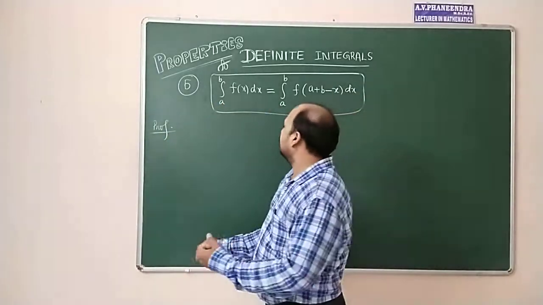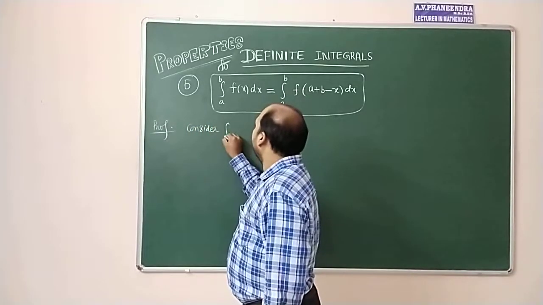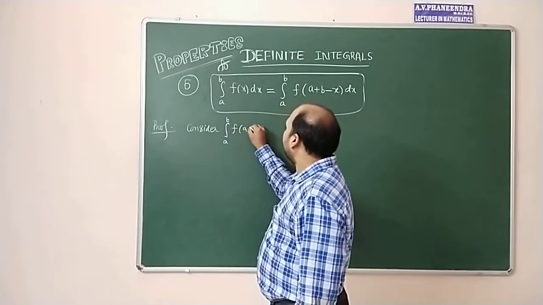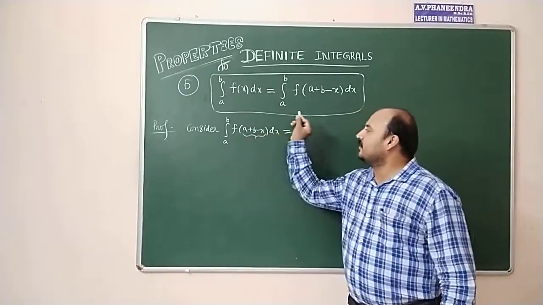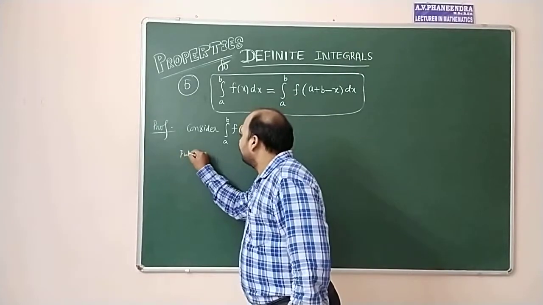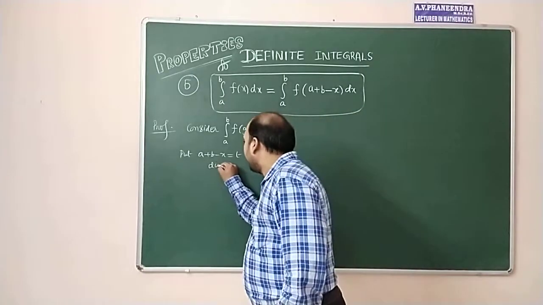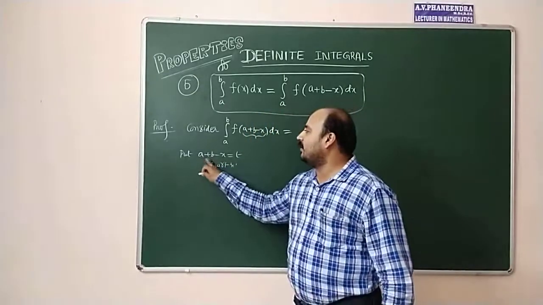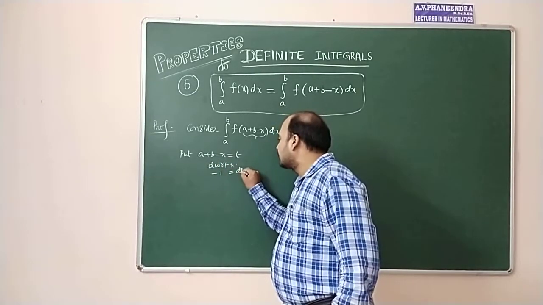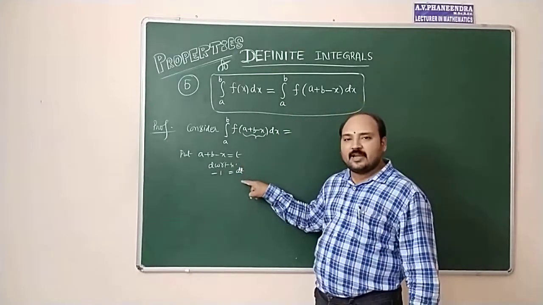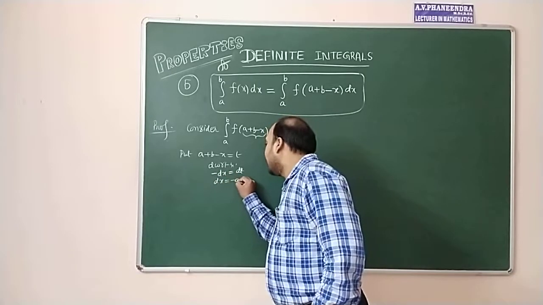Consider RHS. Consider integral a to b f of a plus b minus x into dx is equal to this value, which I am assuming as I, like the previous one. Put a plus b minus x is equal to t. Differentiate with respect to x. Constant a plus b derivative 0, minus x derivative is 1, equal to dt by dx. T derivative with respect to x is dt by dx. Now the dx I am taking here, so minus dx is equal to dt. Dx is equal to minus dt.